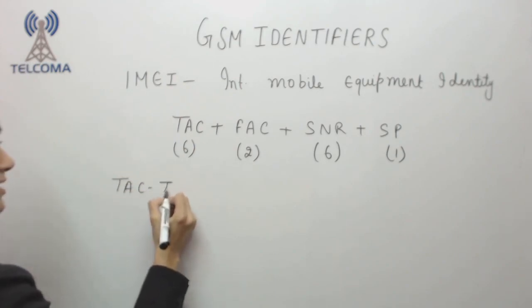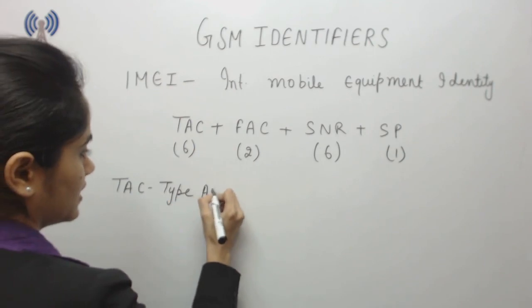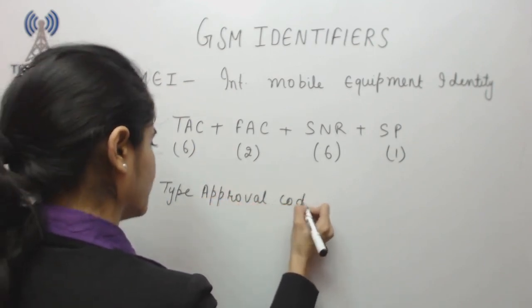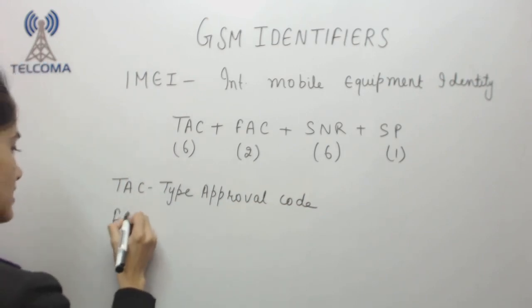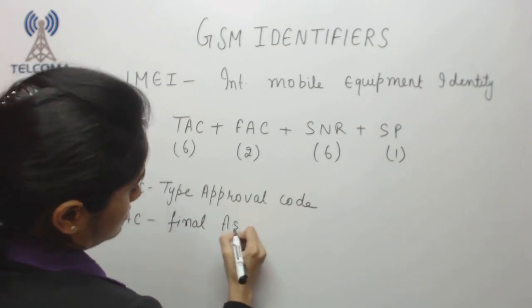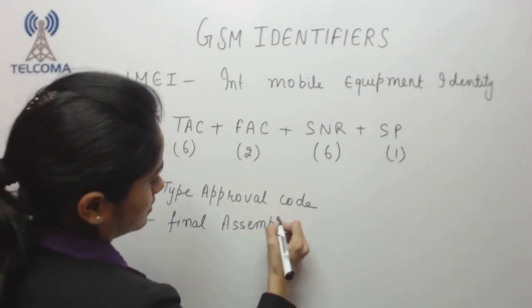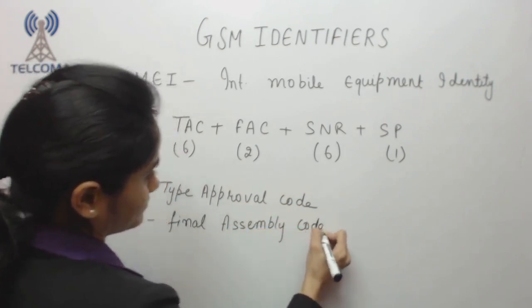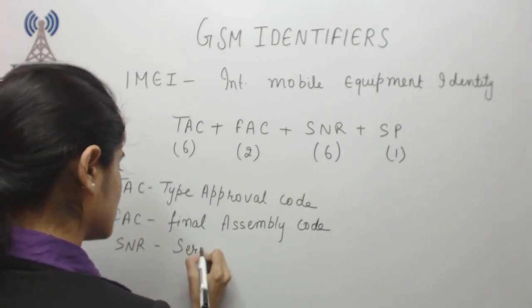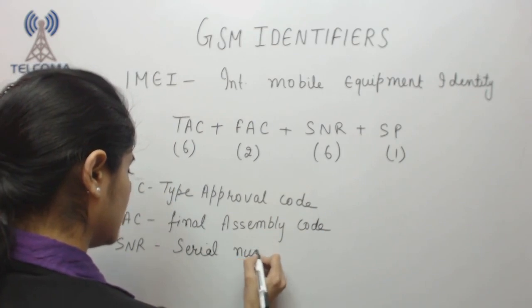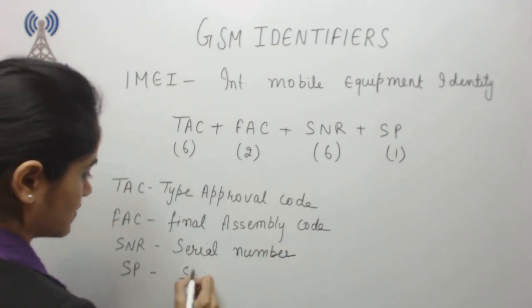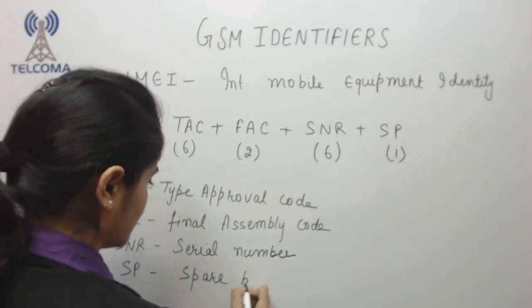TAC is type approval code. FAC we have as final assembly code. SNR as serial number, and SP as spare bit.